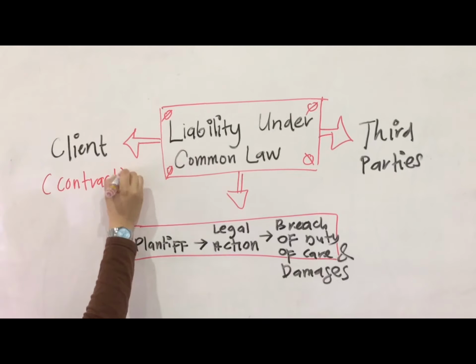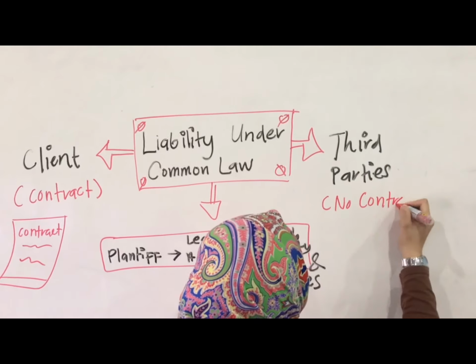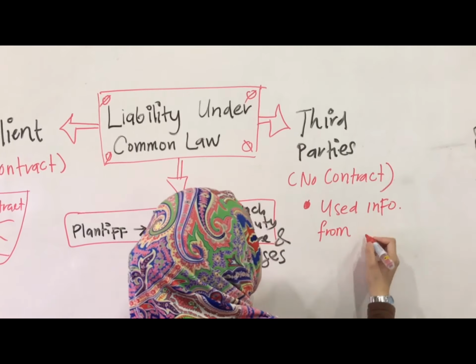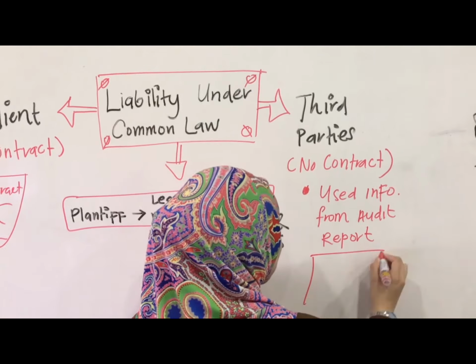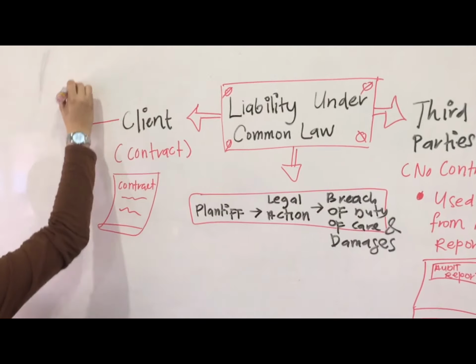The difference of the third party and the client is that the client has made the contract with the auditor, whereas third party did not make any contract with the auditor, but they used the information made by the auditor, like auditor report, for decision making.